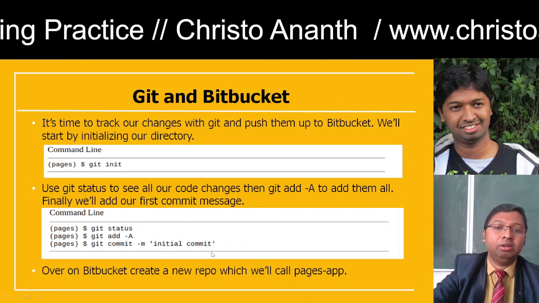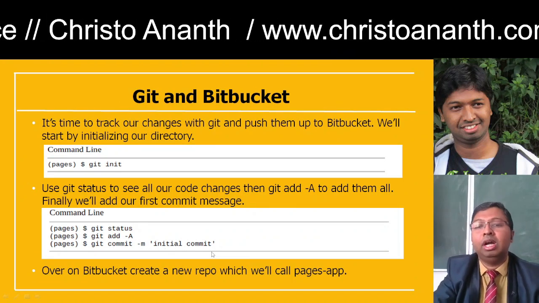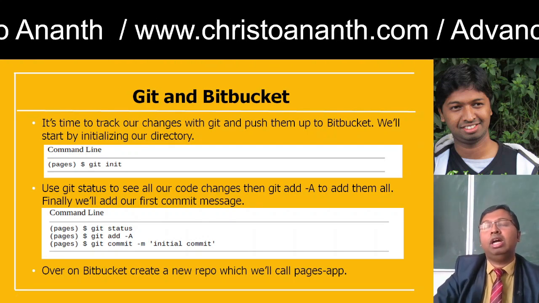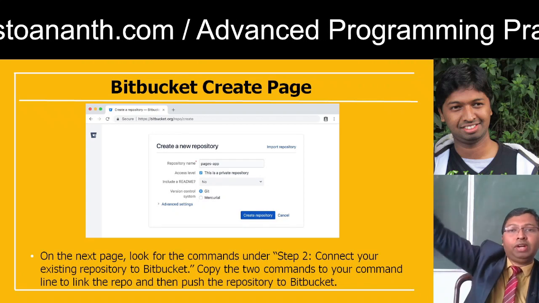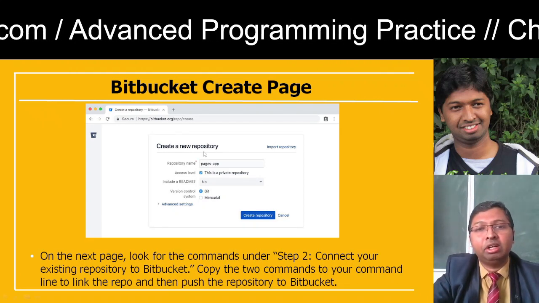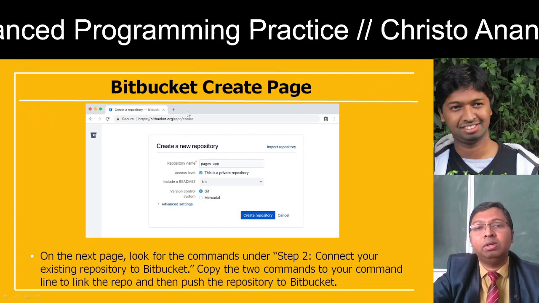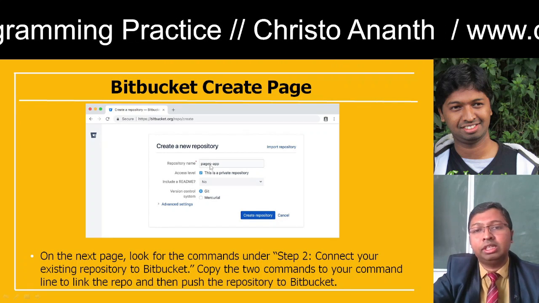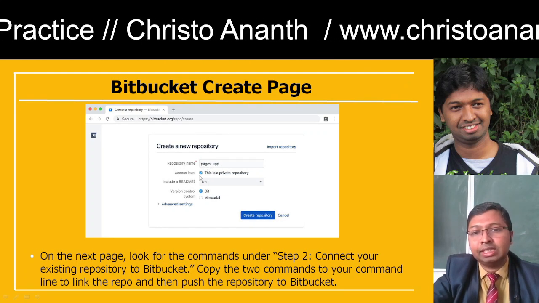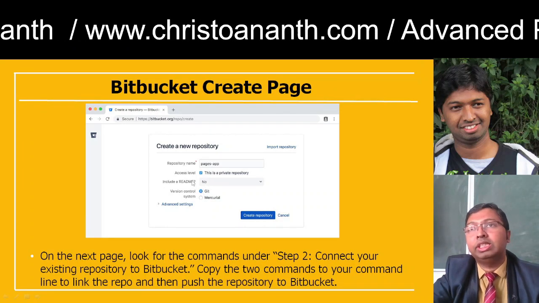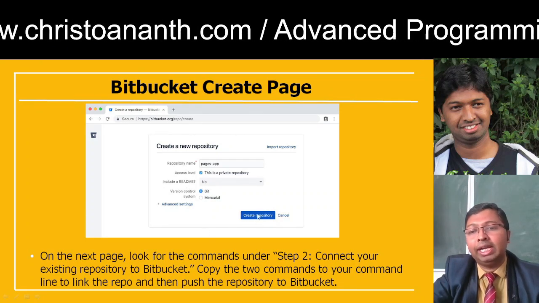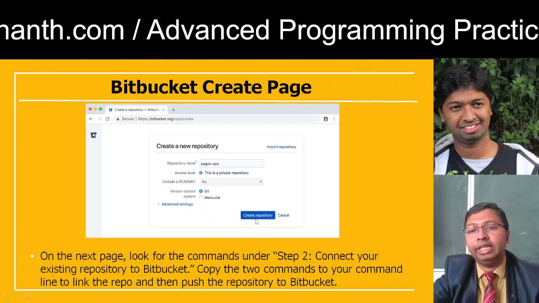Okay. So you can go with the creation of a new repo, and maybe we can call it pages app. In the front end you can see bitbucket.org/repo/create. You can have the repository name pages app. Access level you have to check, this is a private repository. Version control you can check that it is Git. And then you have to go for create repository.